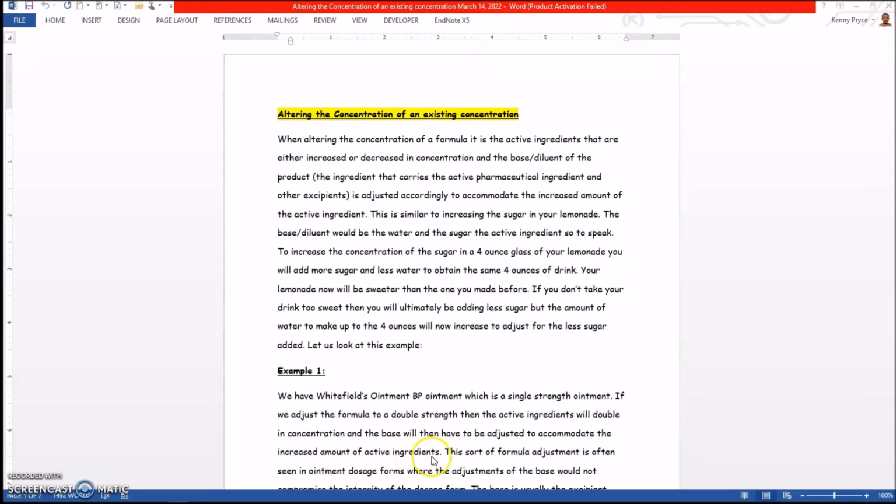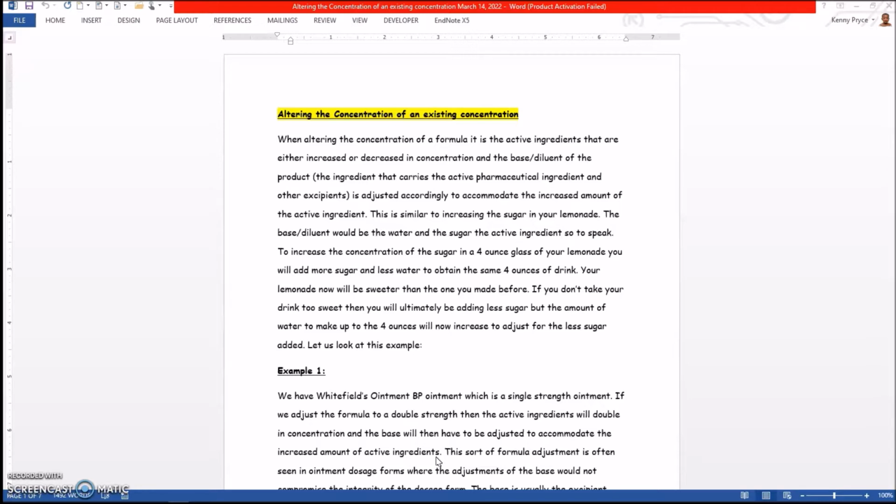Alright students, so today we are going to be looking at altering the concentration of an existing formula. You may be given a formula and requested to change it to either a double strength, a quarter strength, or a half strength. And you will have to know certain fundamental principles in order to do so.